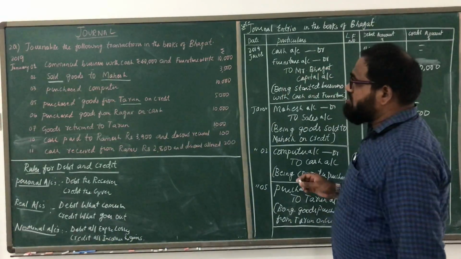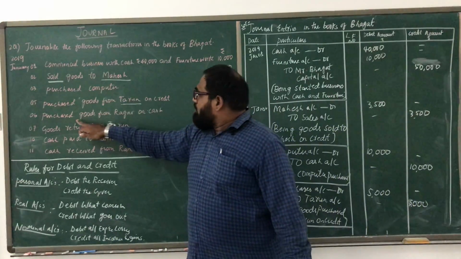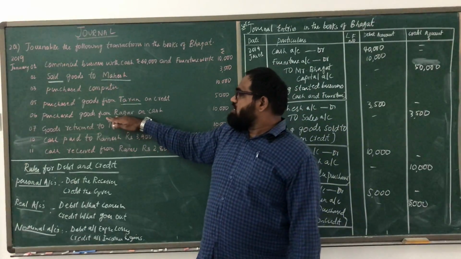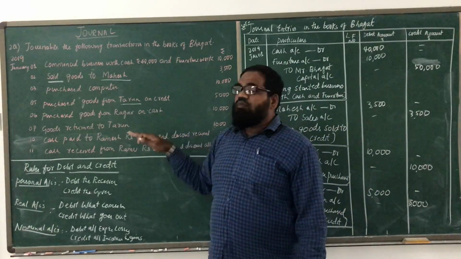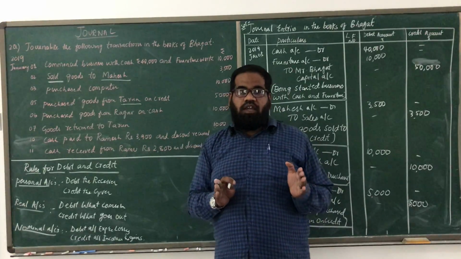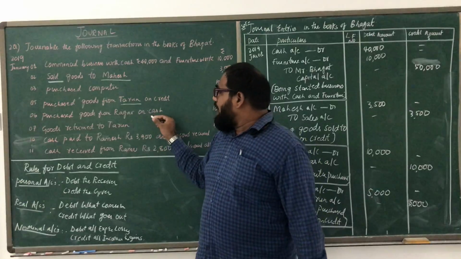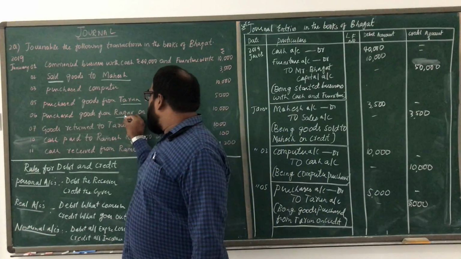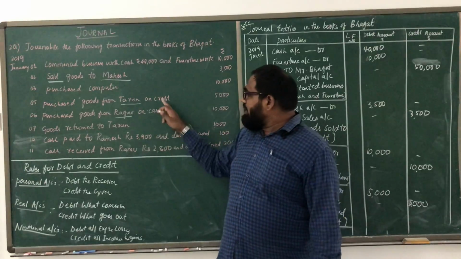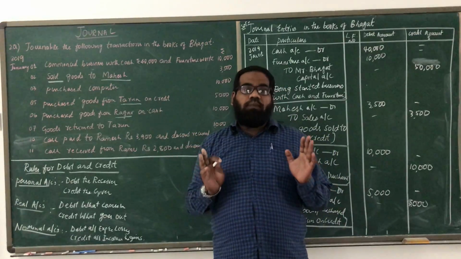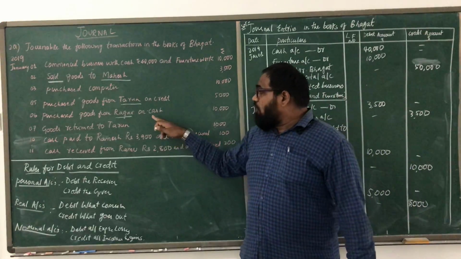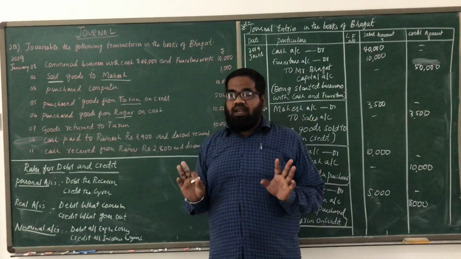Now come to the next transaction. Goods purchased from Raghav on cash. In this transaction also it is clearly mentioned that we are purchasing the goods from Raghav on cash. So it is a cash transaction. It is not a credit transaction. So we have to ignore the name of the party. Whenever on cash is given, no need to write the name of the party. If on credit is given, we have to write the name of the party. It's compulsory to write the name of the party in the general entry.